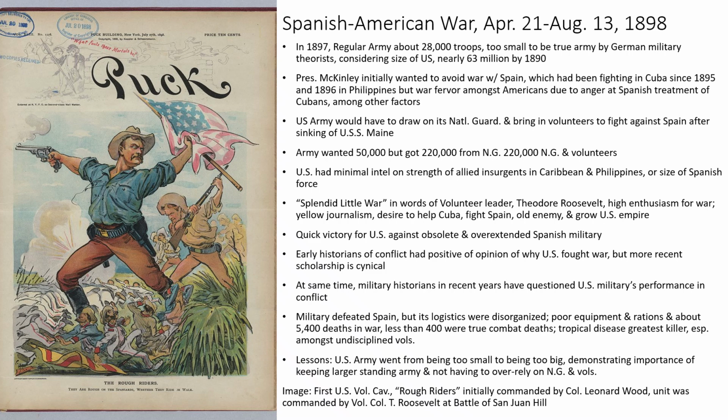And this is another Puck magazine image, which is actually very pro-imperialism. It's showing Teddy Roosevelt of the 1st U.S. Volunteers, the Volunteer Cavalry, the Rough Riders. They're fighting at San Juan Hill, chasing the Spanish away. They actually didn't have their famous horses at the Battle of San Juan Hill because, as I said, there were some really serious logistical challenges the U.S. military faced. I'm going to go over some of those in a few moments.